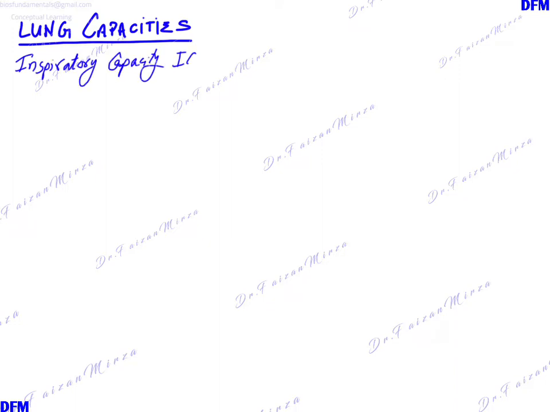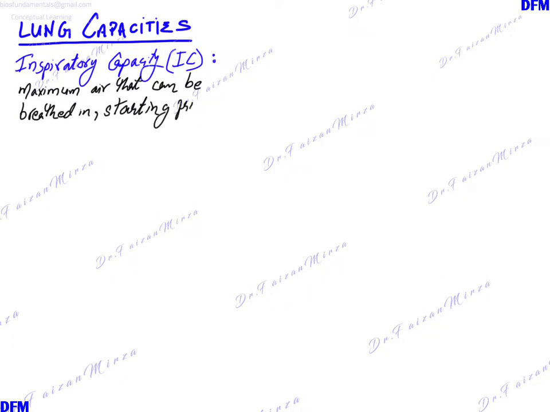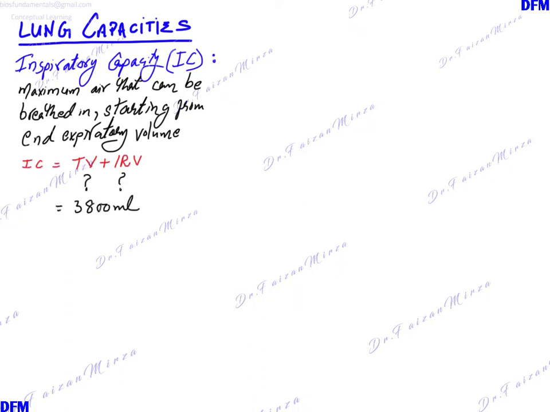Once the lung volumes have been calculated, we use these values to calculate or figure out the lung capacities. Lung capacities include inspiratory capacity, IC. What is inspiratory capacity? It is the maximum air that can be breathed in starting from end expiratory volume. The formula for calculating IC is tidal volume plus inspiratory reserve volume, and the value of this capacity comes out to be 3800 ml.